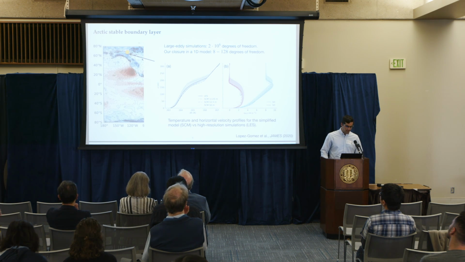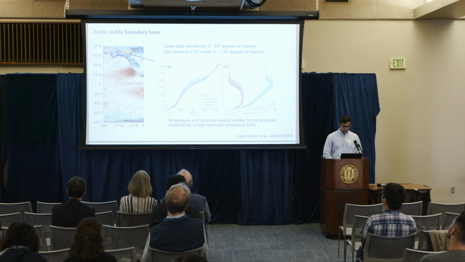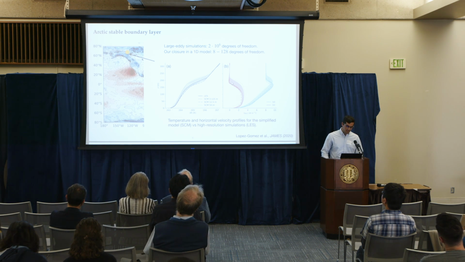Now, we've evaluated our model at different resolutions for different cases that show large biases in climate models. So here, I'm showing the results for the potential temperature profiles and horizontal velocity profiles from our model, which are shown as several lines, and compared to the shading, which is the spread from an LES intercomparison study.